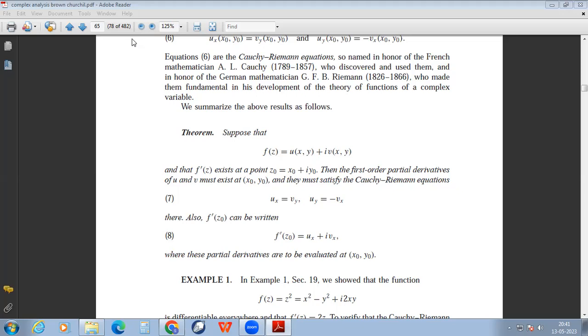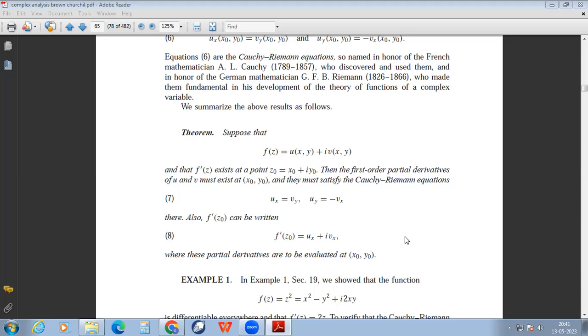Okay, so I think everyone is able to see the screen. This theorem tells us that if f dash z exists at a point, then the Cauchy-Riemann equations are satisfied and the first order derivatives both exist. This is known as necessary conditions for differentiability, meaning if the function is differentiable, then what happens? So this is known as necessary conditions.